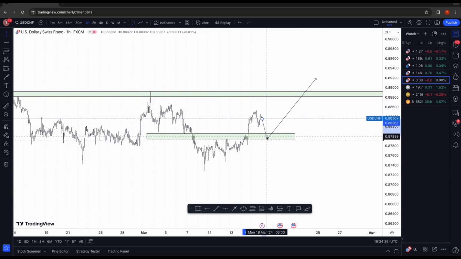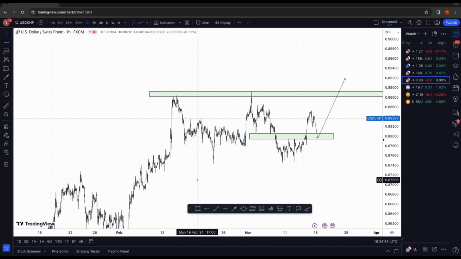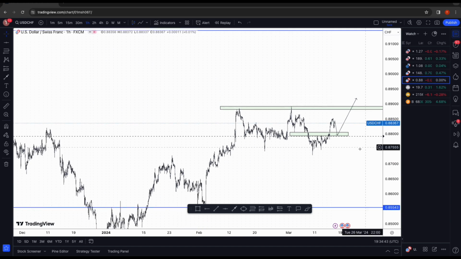So basically in all the pairs that we've looked at, the market is bullish at the moment, so we're only really looking for buyers. You can get maybe short-term scalps, but please be very careful.